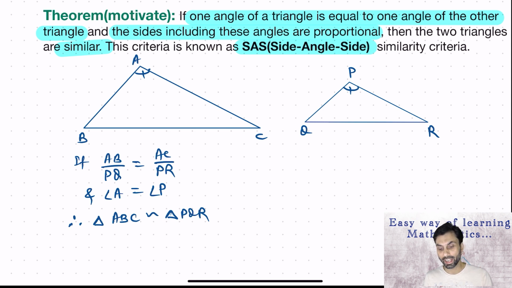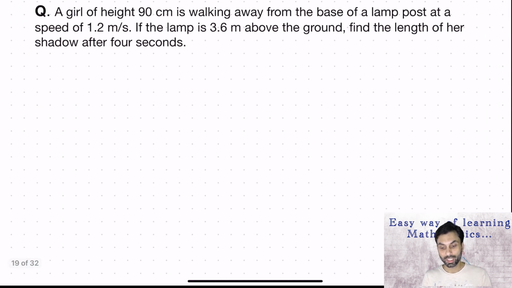And following which, again further we can say that if the triangles are similar, therefore angle B will be equal to angle Q, angle C will be equal to angle R, and then all the corresponding sides will also be proportional. So these are some of the theorems based on which we'll be solving the questions from similarity of triangles.